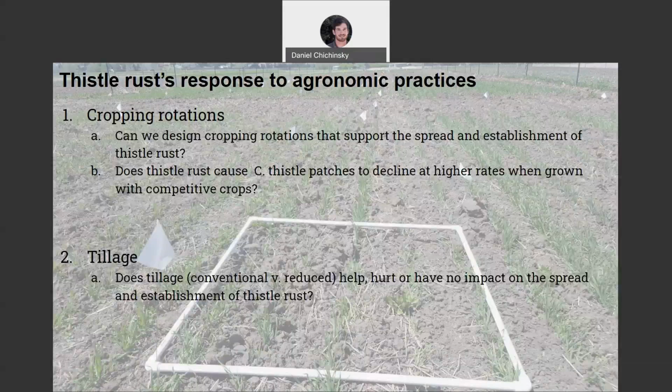The studies that we are developing are focused on thistle rust's response to agronomic practices. In particular, we are looking into cropping rotations and tillage. For cropping rotations, we need to know: can we design cropping rotations that support the spread and establishment of thistle rust? And does thistle rust cause Canada thistle patches to decline at higher rates when grown with competitive crops? And for tillage, we need to know, does tillage, both conventional and reduced tillage, help? Does it hurt, or does it have no impact on the spread and establishment of thistle rust?